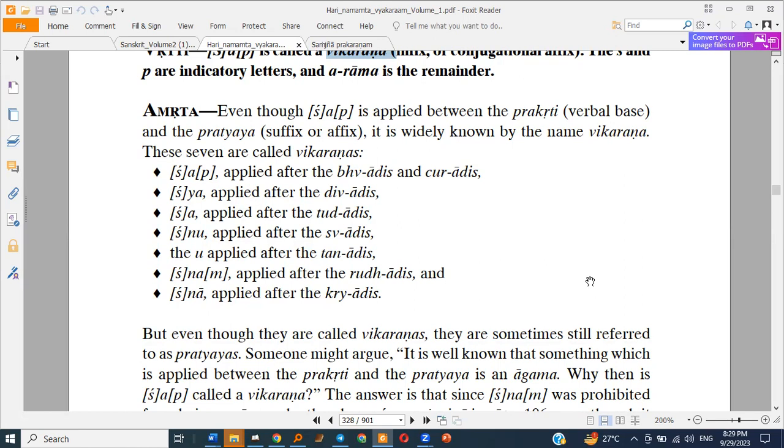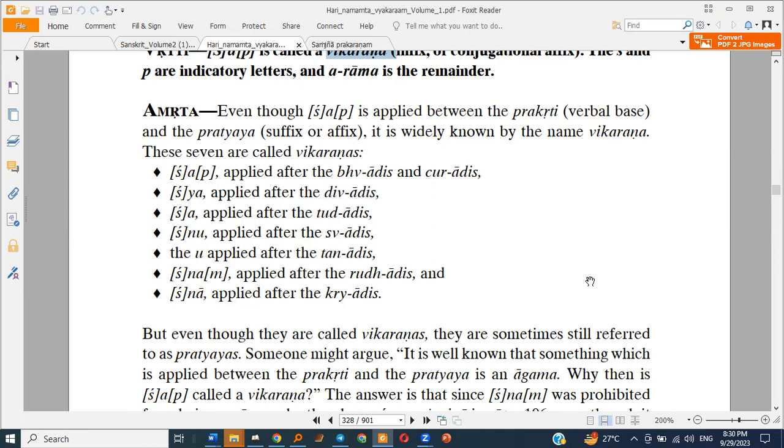And actually, based on these vikaranas only, we will be able to identify which gana a dhatu belongs to. When we see a shloka, when we read any verse, any commentary, and when we come across any verbal form, by seeing that form only, we will be able to tell which gana it belongs to. So that is possible because of these different vikaranas.